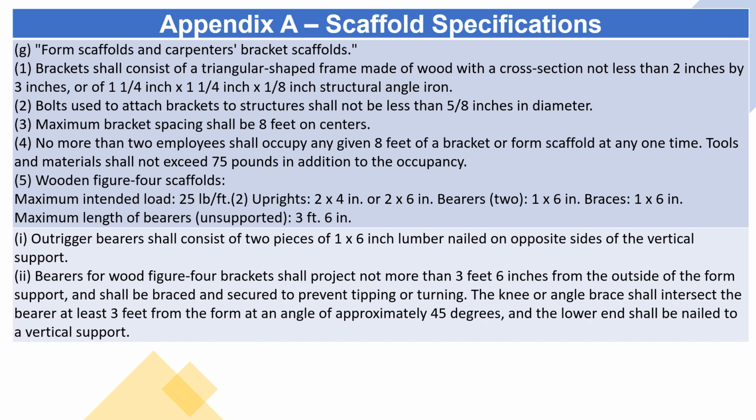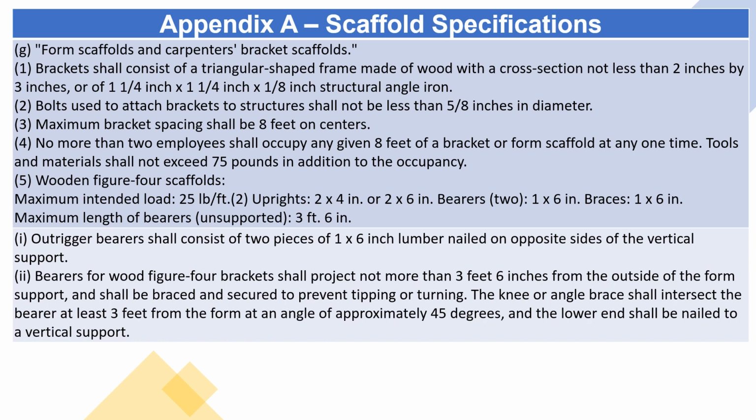H. Wooden figure 4 scaffolds. 1. Maximum intended load, 25 pounds per ft². 2. Uprights, 2 by 4 inches or 2 by 6 inches. Bearers, 2 by 6 inches. Braces, 1 by 6 inches. Maximum length of bearers, unsupported, 3 feet 6 inches. Outrigger bearers shall consist of 2 pieces of 1 by 6 inch lumber nailed on opposite sides of the vertical support. 2.